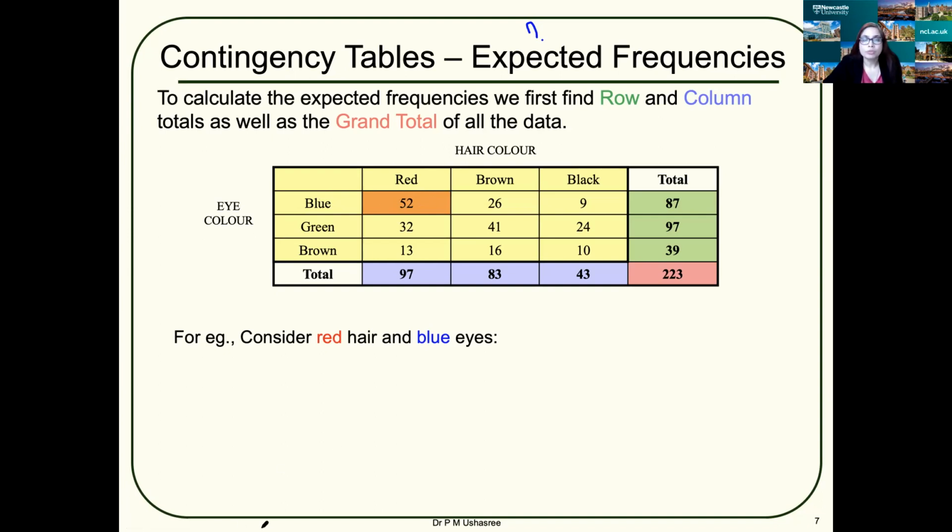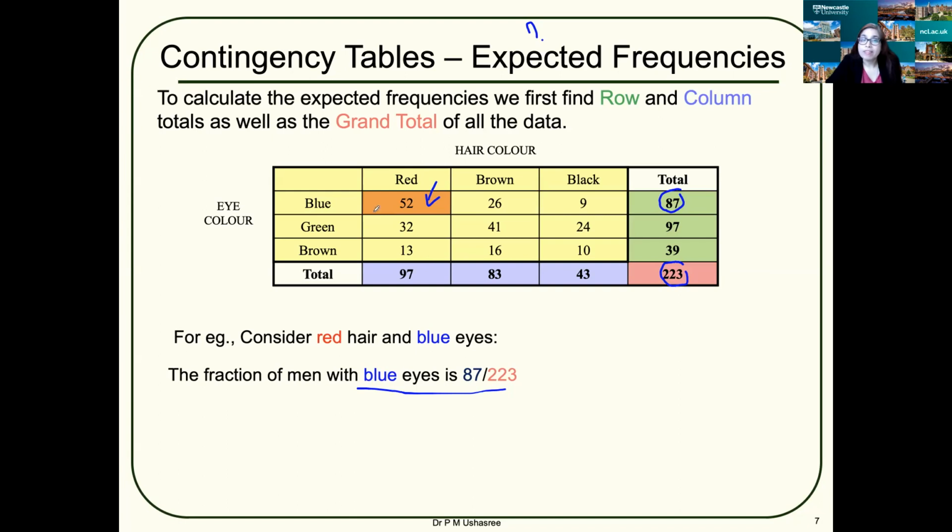So we're going to find, for this cell, how to calculate the expected frequency, and then we'll find it for each cell. Let's just concentrate on one cell, the first cell. The fraction of men with blue eyes is, how many men have blue eyes? 87 out of 223 men have blue eyes, isn't it? Yeah, 87 out of 223 men have blue eyes.